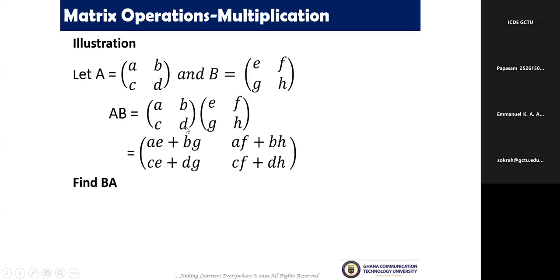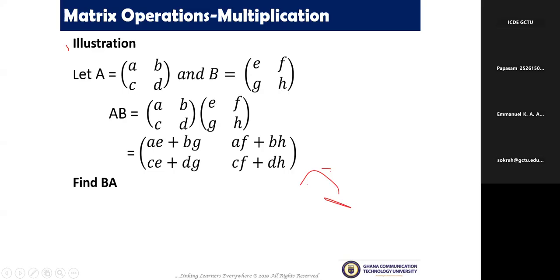This time you pick from the second row and use it to multiply the first column. So the answer you got will also be in the second row, first column. So you see the position. When you finish, you use the same CD to multiply the second column as well. So you have what? C times F plus D times H. Now you are using the second row to multiply the second column. So the answer will be in the second row, second column as you see. So that is what you see here.